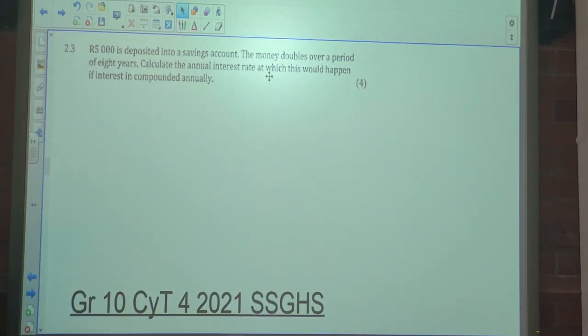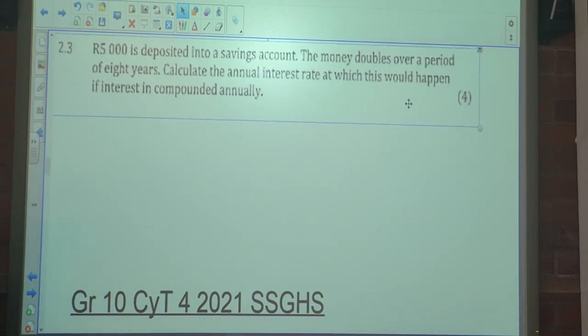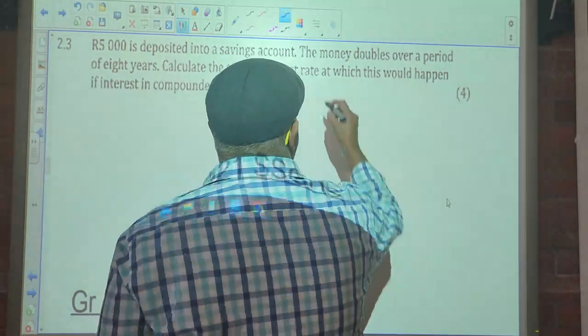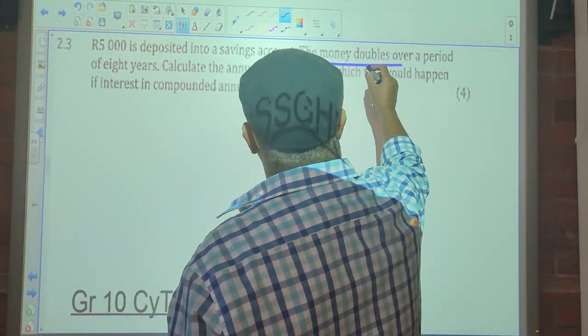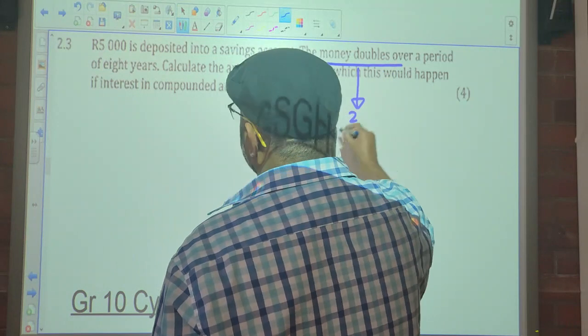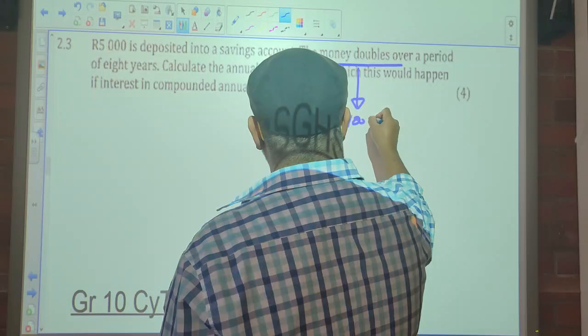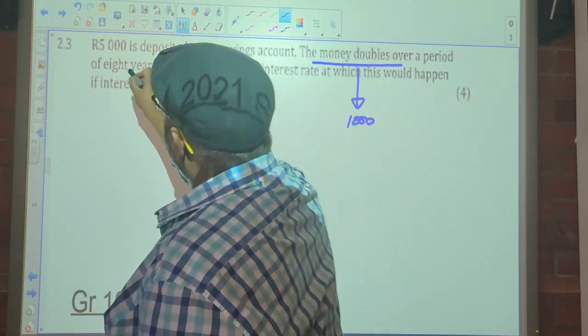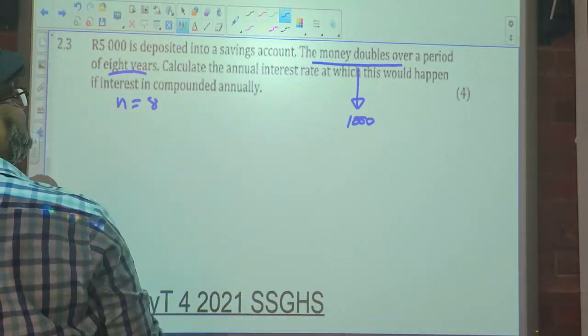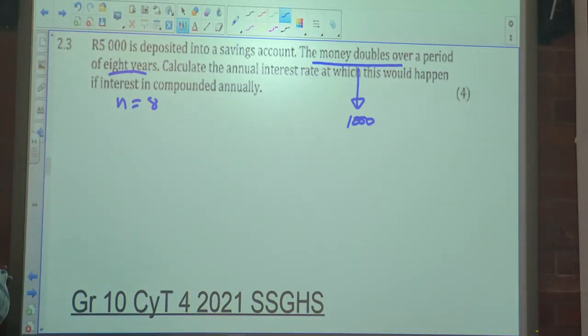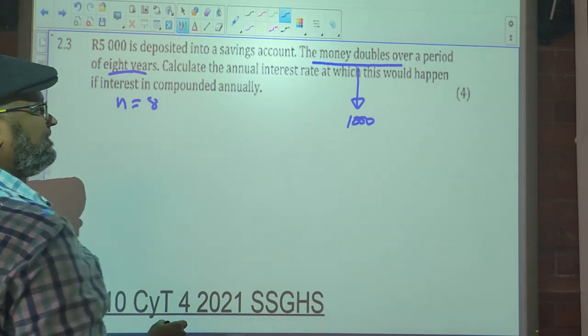2.3. So here we are told that 5,000 Rand is deposited into a savings account. The money doubles. That's going to be how much in the account at this point? 10,000 Rand, or 2 times 5,000. Over a period of 8 years, so n is 8. Calculate the annual interest rate at which this would happen if the interest is compounded annually.